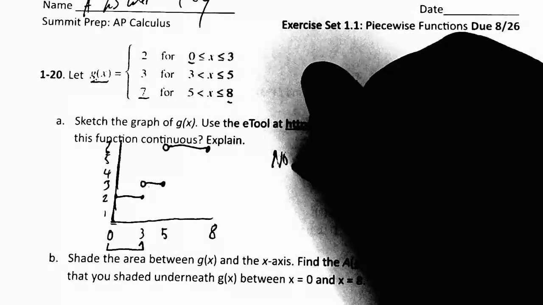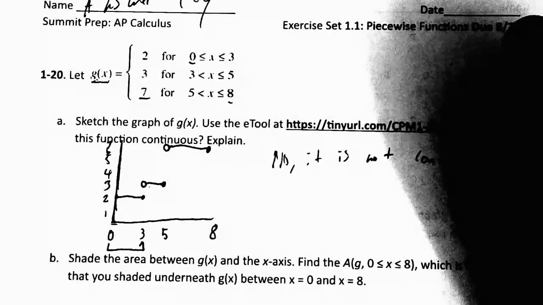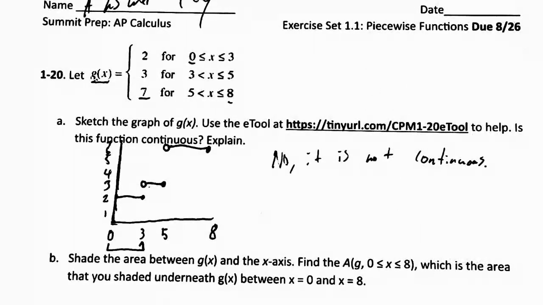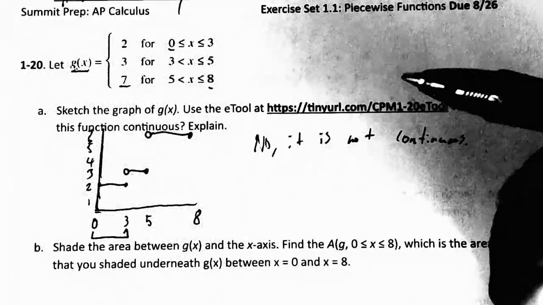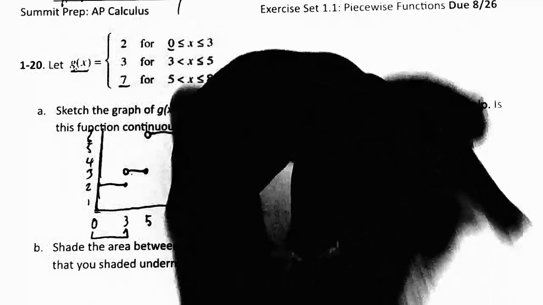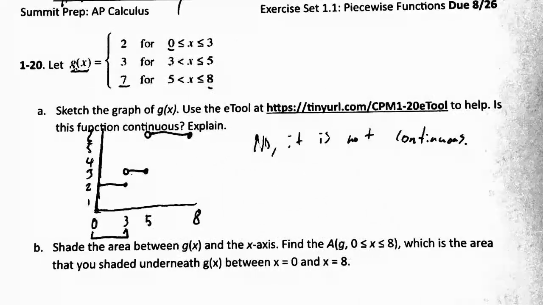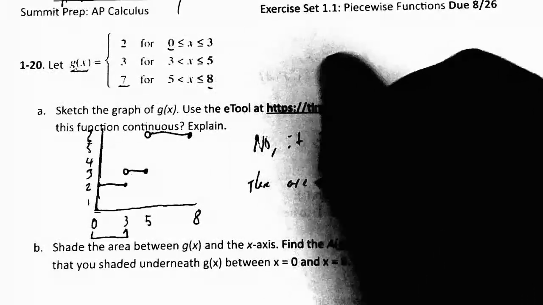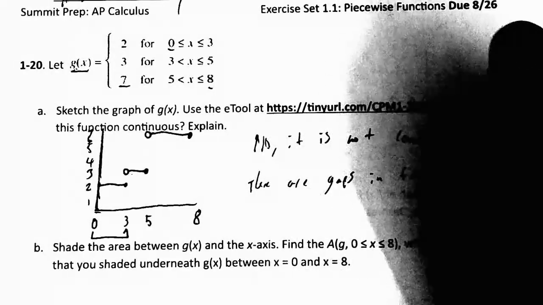Is this function continuous? No, it is not continuous because of these gaps, right? If we think about the lifting the pen off the paper analogy, when we go through each of these parts of the function, I have to lift up my pen twice in order to finish the function. So it's not continuous. There are gaps in the function. Okay.